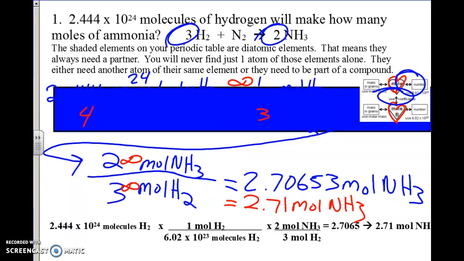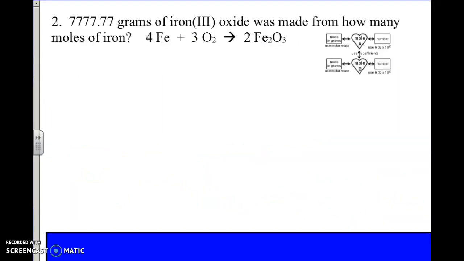Try to do the next problem all on your own before I do it for you. All right, in this problem, let's look at the mole map and see where we're starting off and where we are going. So it looks like we're starting off on gram island for iron oxide, and we want to go to moles of iron, so we have to get down here. So our map is to go from gram island over to mole island down to mole island. So very similar to the last problem, except we're starting with grams.